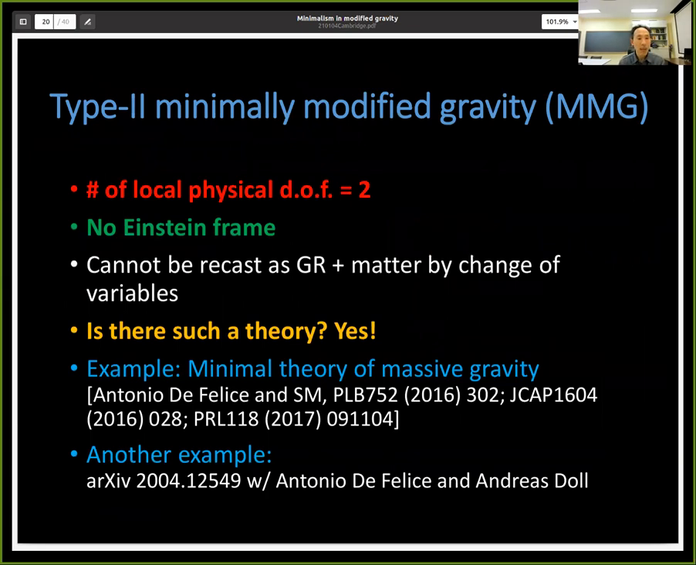And now let me talk about type two minimally modified gravity. By definition, type two minimally modified gravity has two local physical degrees of freedom, and there is no Einstein frame. So we cannot recast this kind of theory as GR plus matter by any change of variables. But is there such a theory? Actually, yes. One example is the minimal theory of massive gravity that I developed some years ago with Antonio De Felice in my institute. And another example was recently found in this paper. So let me briefly explain this.